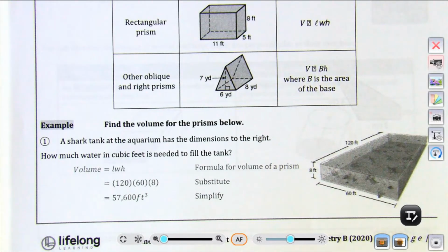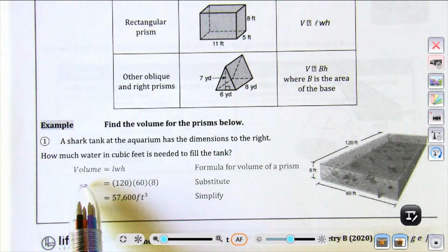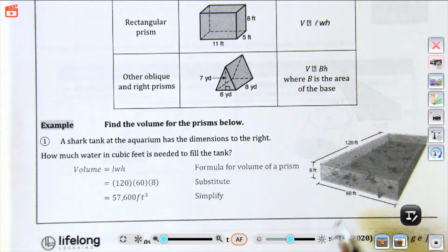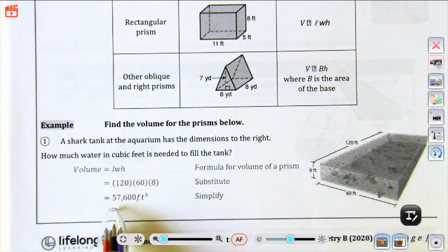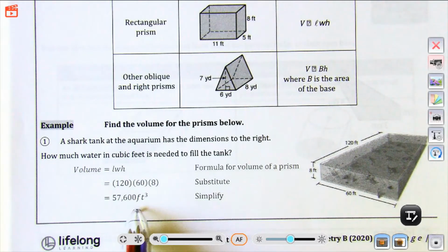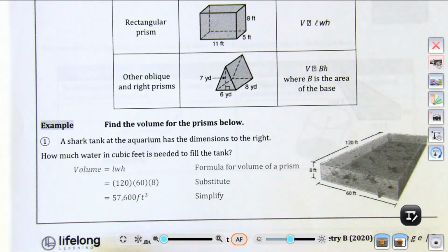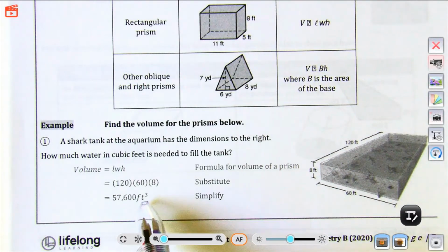So we're going to be using the volume formula for a rectangular prism, length times width times height. 120 times 60 times 8 gives us 57,600. Now the units are feet cubed. When we multiply feet times feet times feet, that is feet to the third power, or feet cubed. So in all of your volume problems, you're always going to have a unit cubed, whether it is feet cubed, centimeters cubed, or inches cubed. Just remember to put the unit after our answer.